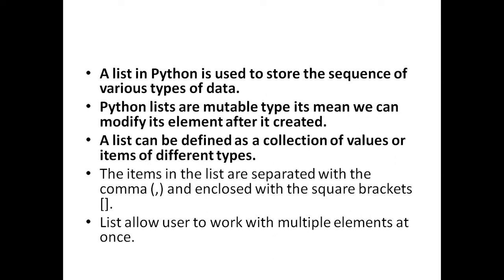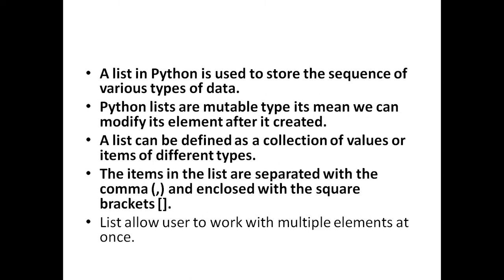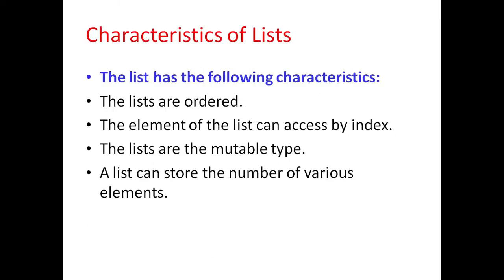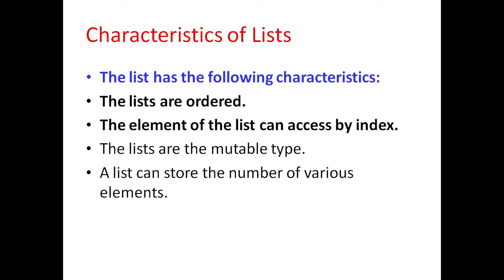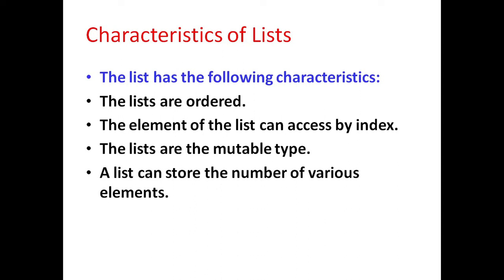A list can be defined as a collection of values or items of different types. The items in the list are separated with comma and are enclosed within the square brackets. Lists allow user to work with multiple elements at once. Different characteristics of lists are: lists are ordered. The elements of the list can be accessed by index. The lists are mutable type and it can store a number of various elements.